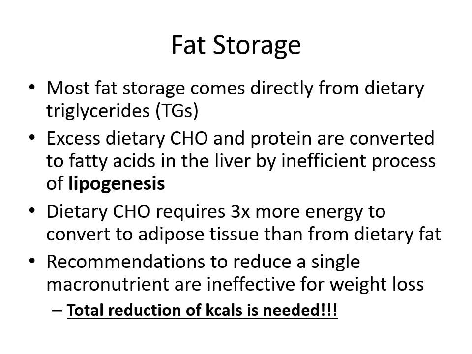Looking at fat storage, most fat storage comes directly from dietary triglycerides, and excessive dietary carbohydrate and protein can be converted to fatty acids in the liver with a very inefficient process known as lipogenesis. Dietary carbohydrates, for example, require 3 times more energy to convert to adipose tissue than dietary fat. What we do see, though, is that the recommendations to reduce a single macronutrient for weight loss is ineffective. What we need is a total reduction of calories.